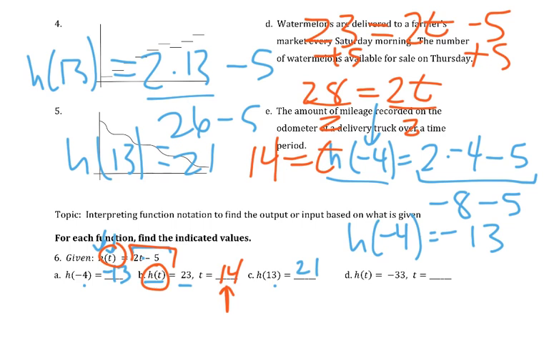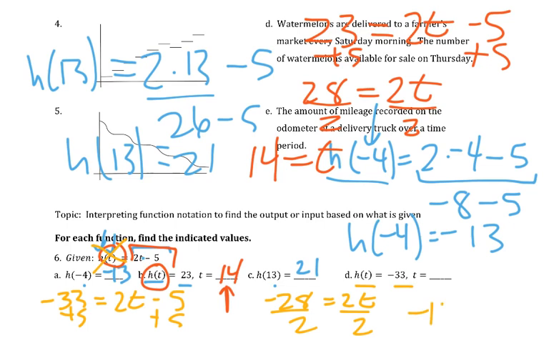Okay, now last one. H of t equals negative 33, so I replace the H of t with negative 33, equals 2t minus 5. Add 5 to both sides. Negative 33 plus 5 is negative 28, equals 2t. Divide by 2, and we get negative 14 equals t. So that would be negative 14.